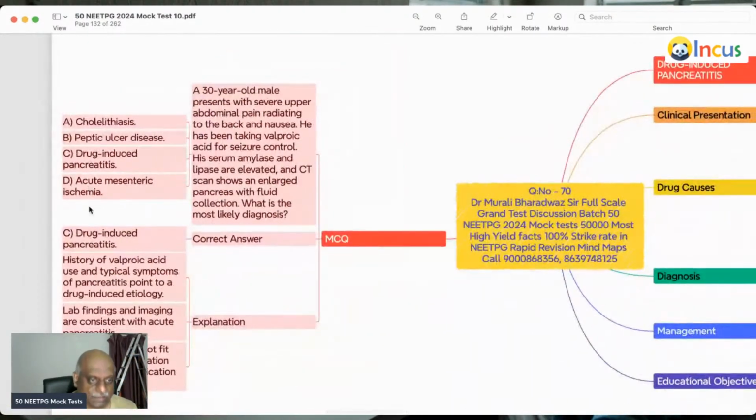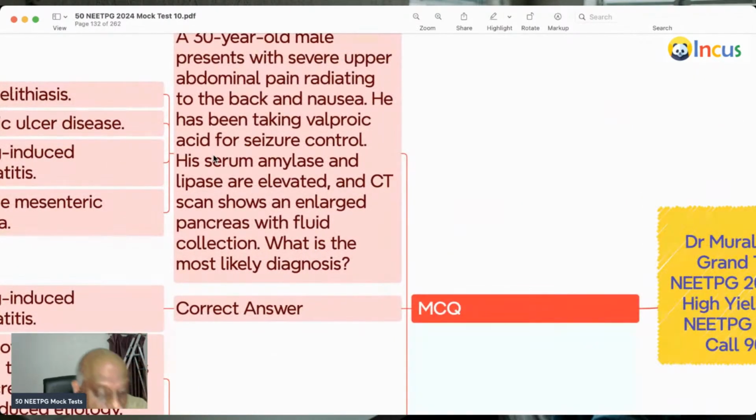30-year-old taking valproate, having elevated serum amylase.